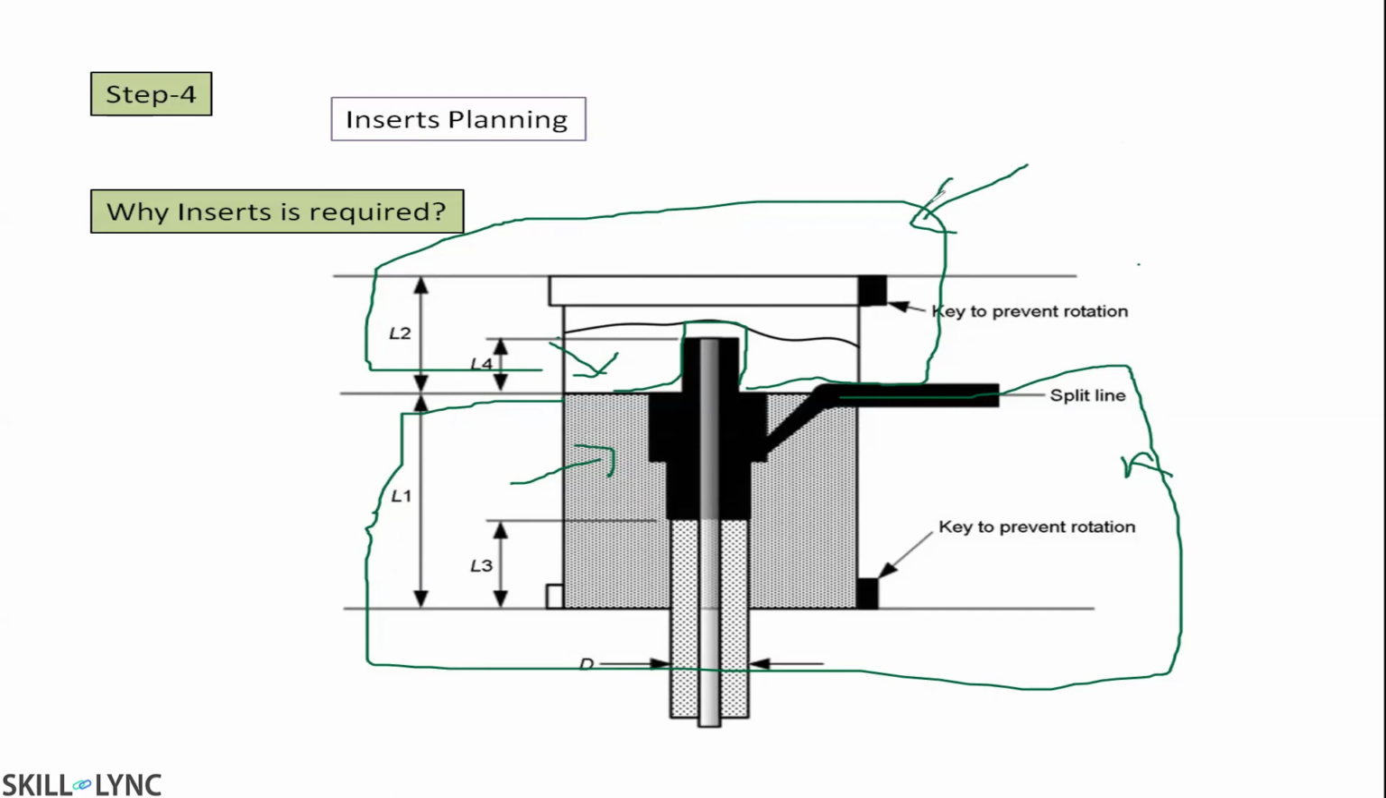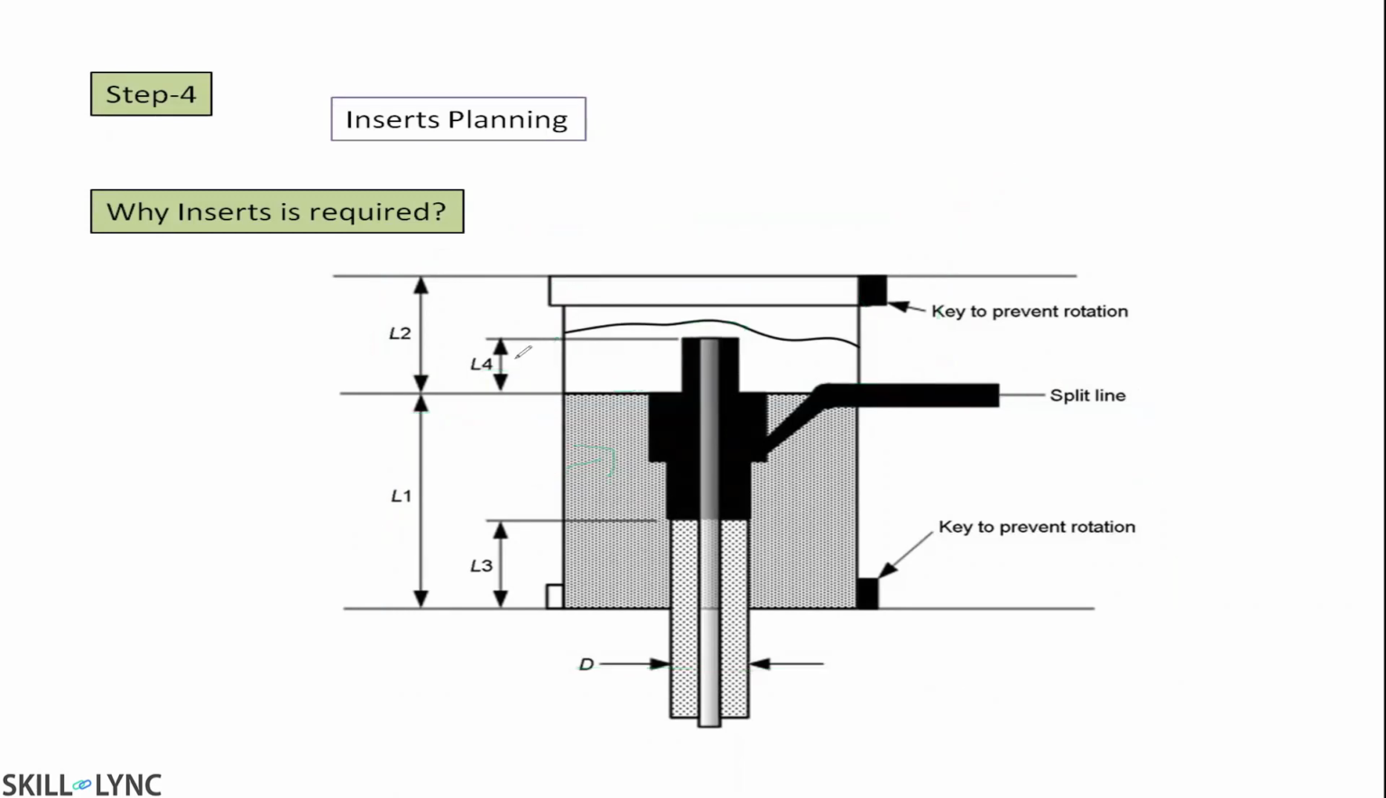Hardening is a secondary operation. For that, we can avoid the entire tool needing to be hardened. We can make inserts alone and harden them, and there will be a housing inside the core and cavity. We can put the inserts into that. So this is why we need the inserts.